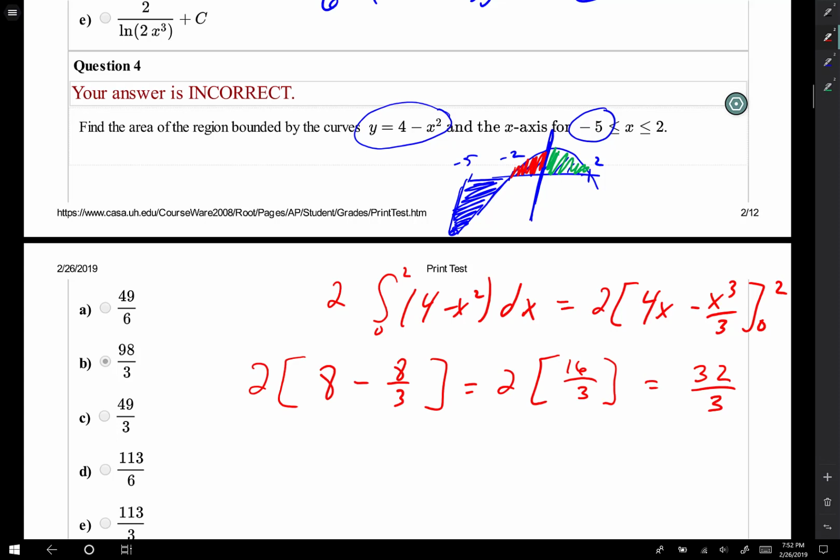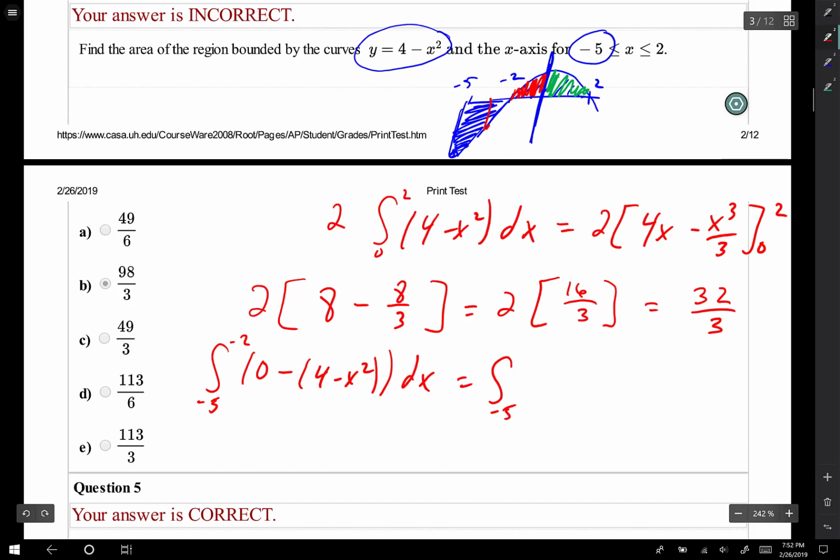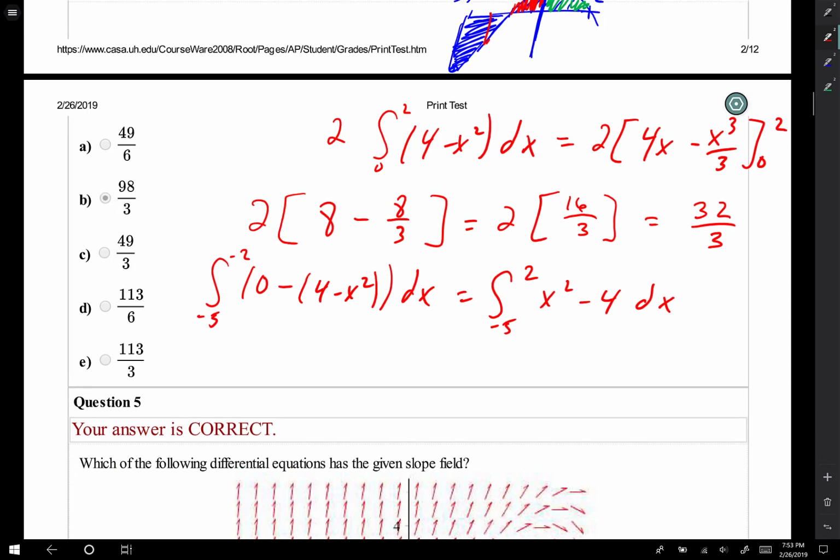Okay, that's correct. All right, so now I'm going to find the area between -5 and -2. This is obviously going to be negative, so I'm going to turn it into a positive. Let's do that right now: 0 minus (4 minus x squared). Now it's going to turn into a positive because I did 0 minus this graph. So now I have the integral from -5 to -2 of x squared minus 4 dx. Let's see what that number is. It's going to be positive now.